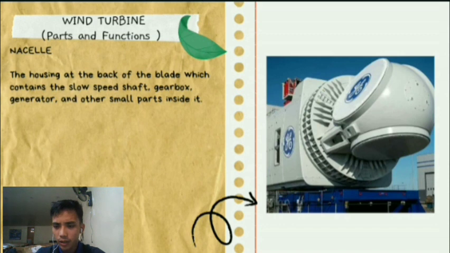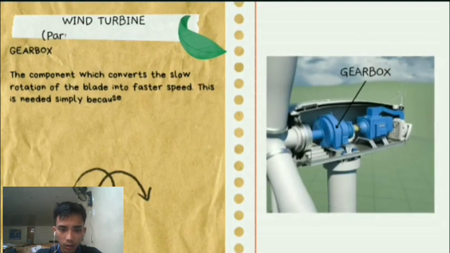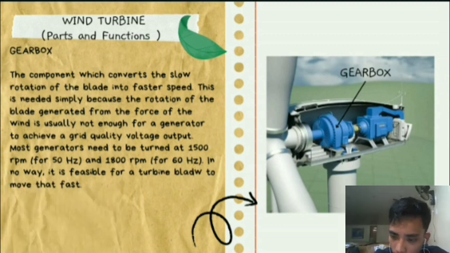Next po natin, ano po ba yung parts ng nacelle na kung saan tinatawag nating gearbox. Pag-usapan natin kanina kung ano po yung gearbox. At sabi po dito, gearbox, sabi po sa slide natin, the component which converts the slow rotation of the blade into faster speed. This is needed simply because the rotation of the blade generated from the force of the wind is usually not enough for a generator to achieve a grid quality voltage output.